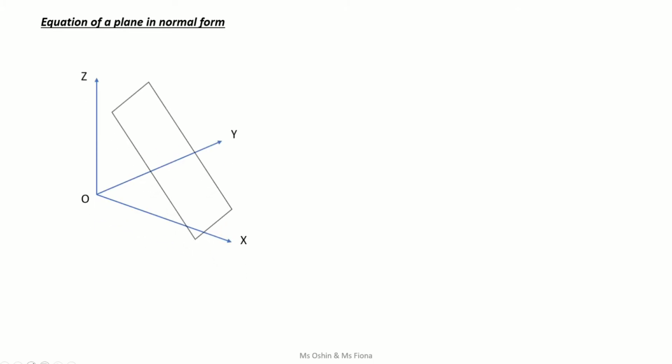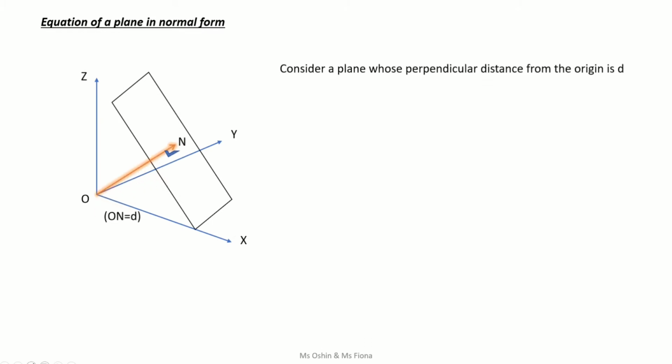Let us now derive the equation of a plane in normal form. Consider a plane whose perpendicular distance from the origin is d. Let's consider n cap to be the unit normal vector along ON vector. Then ON vector will be equal to d into n cap.